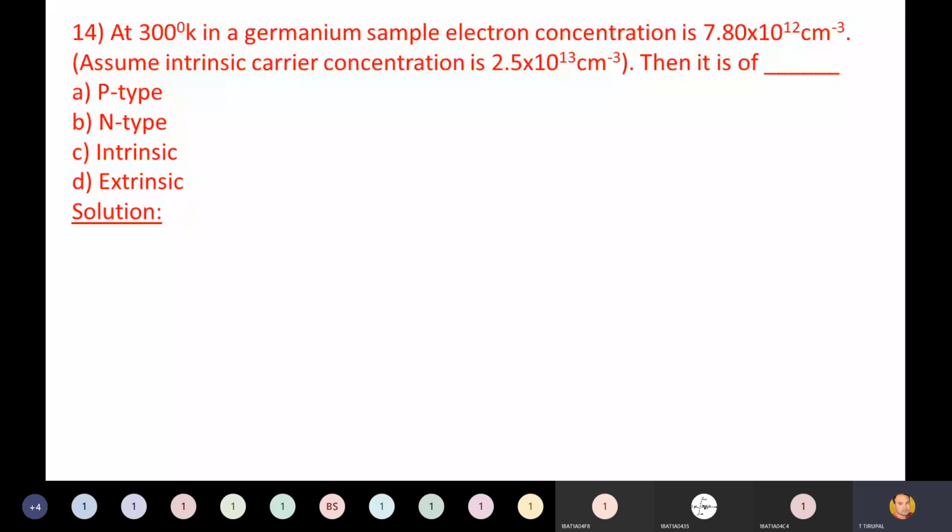At 300 degree Kelvin in a germanium sample, electron concentration is given; assume the intrinsic concentration is given, then it is of dash type: p type, n type, intrinsic, extrinsic. Please do it.